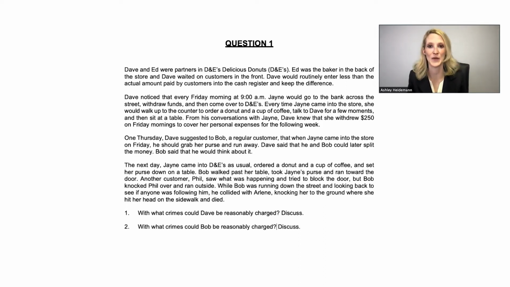All right, so let's start with the fact pattern. It says Dave and Ed were partners in D&E's Delicious Donuts. I don't know why it's telling us they're partners, but it's telling us they're partners, so it must be there for a reason. Let's keep reading. Ed was the baker in the back of the store and Dave waited on customers in the front. Dave would routinely enter less than the actual amount paid by customers into the cash register and keep the difference. Aha, okay, so here we have a crime.